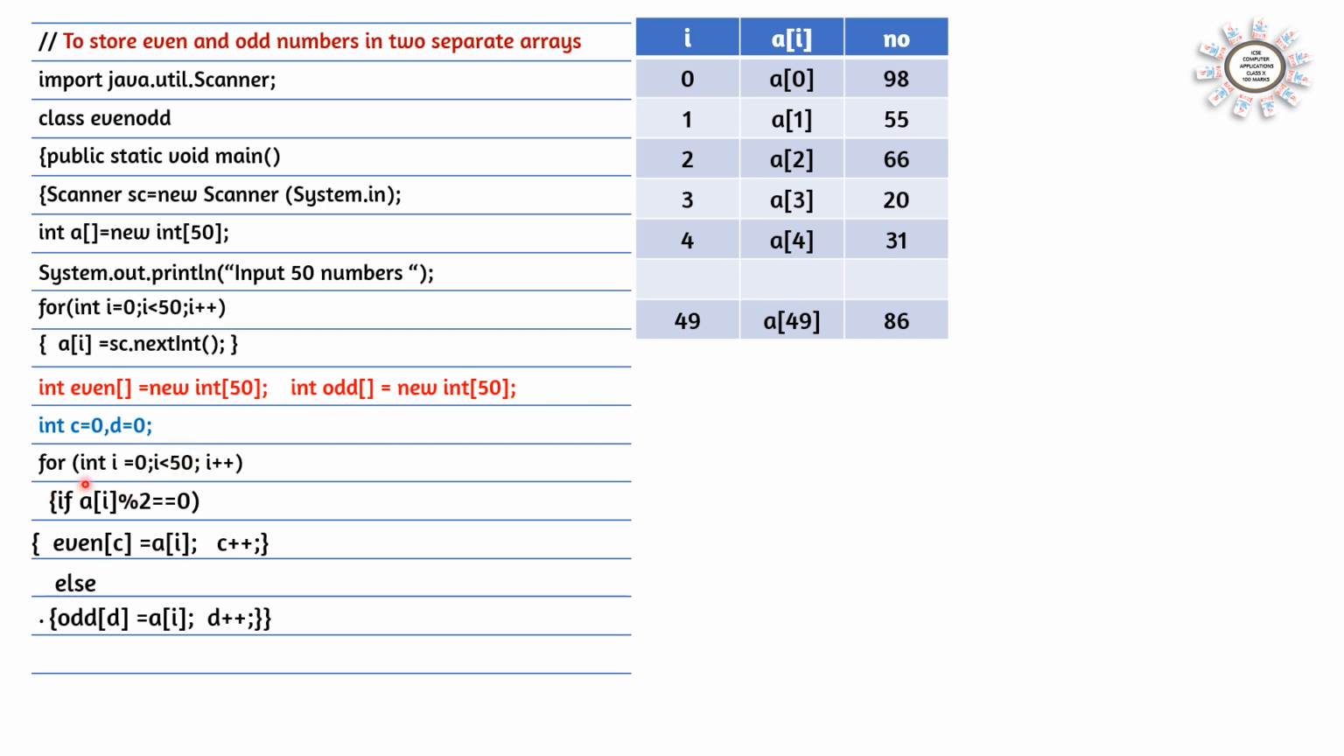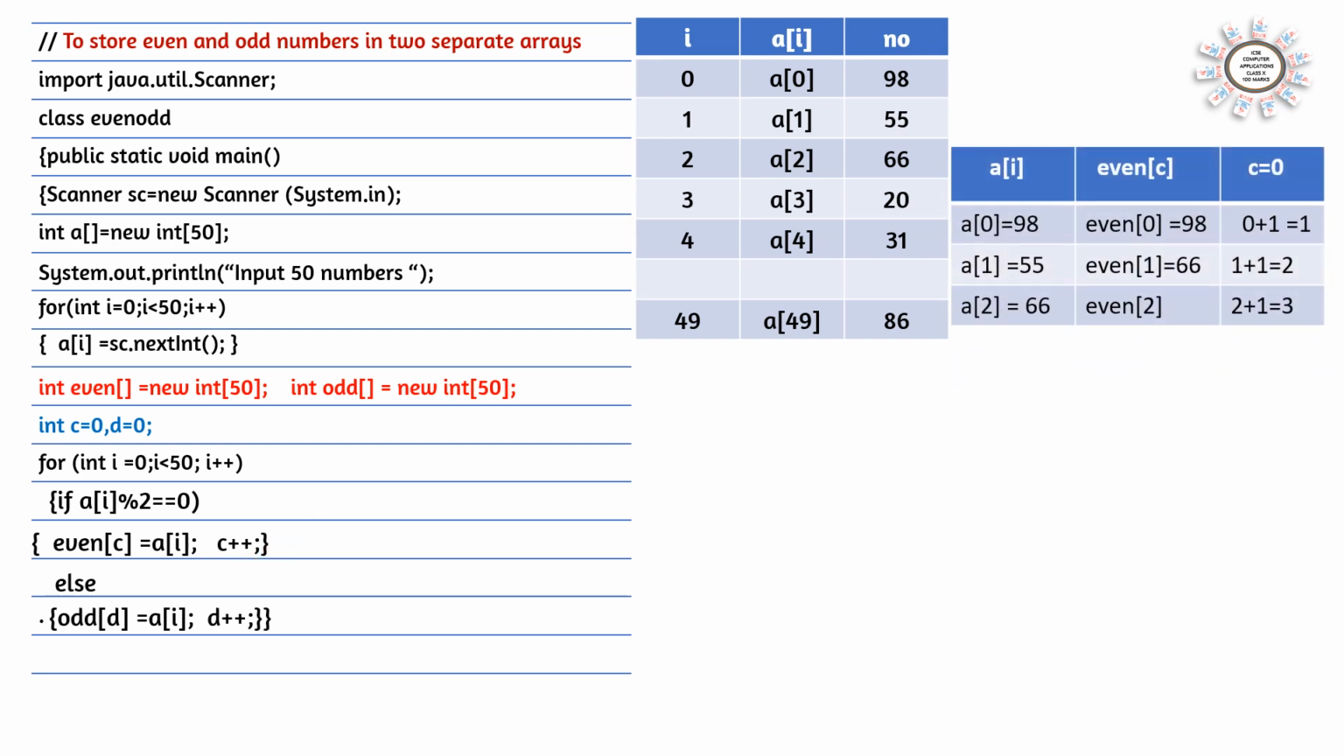And now here we are starting to separate the numbers. int i is equal to 0, i less than 50. That means one by one all the numbers, i plus plus, are taken. And if A of I modulus 2 is equal to 0, even of C is equal to A of I and C plus plus. We can discuss this slide.